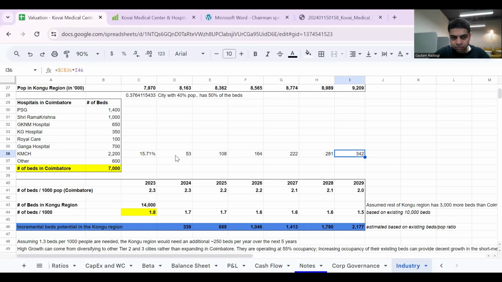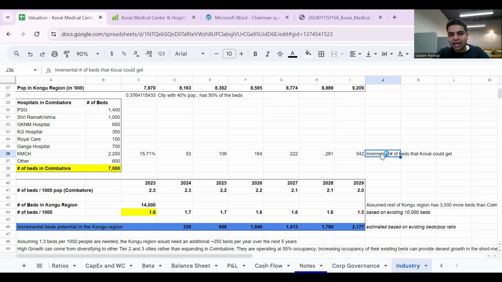Now, our output really is Hawaii. These are the incremental number of beds that Hawaii could get. Again, this is because Kauai has not really communicated, has not really given any guidance in terms of the number of beds that they should get.